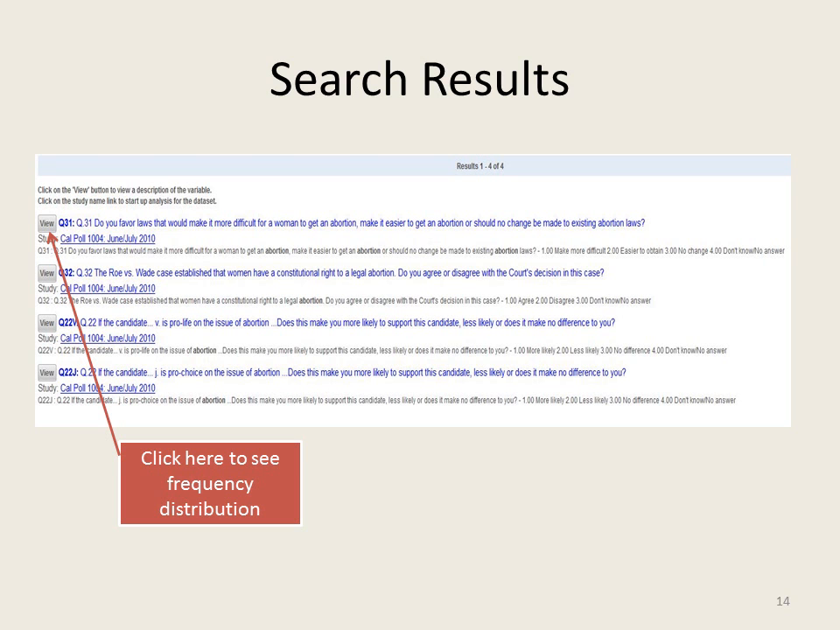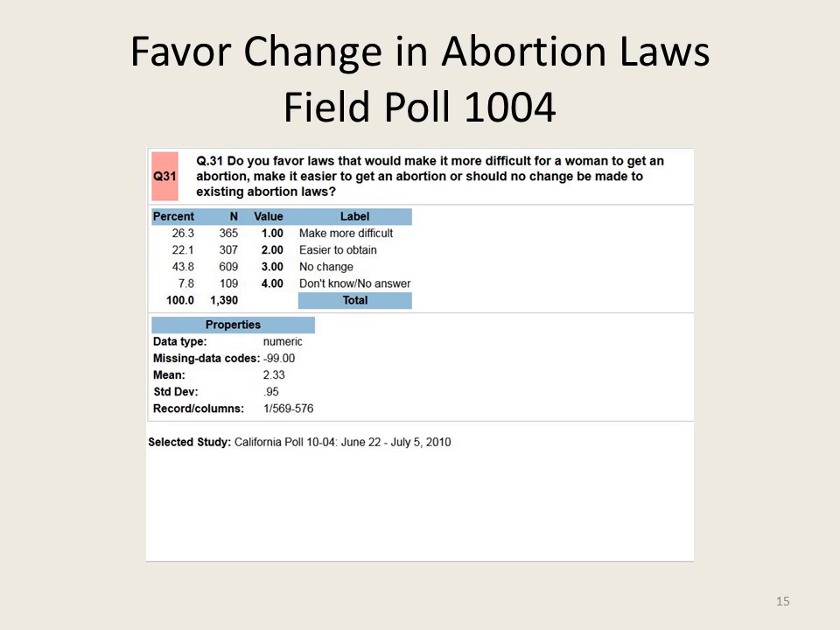These are the 4 questions that our search found. We're interested in Q31. So to see the question details and the frequency distribution, click on View. This is the frequency distribution for Q31 in field poll 1004. That means it was the field poll conducted in 2010, and it was the 4th survey done in that year.